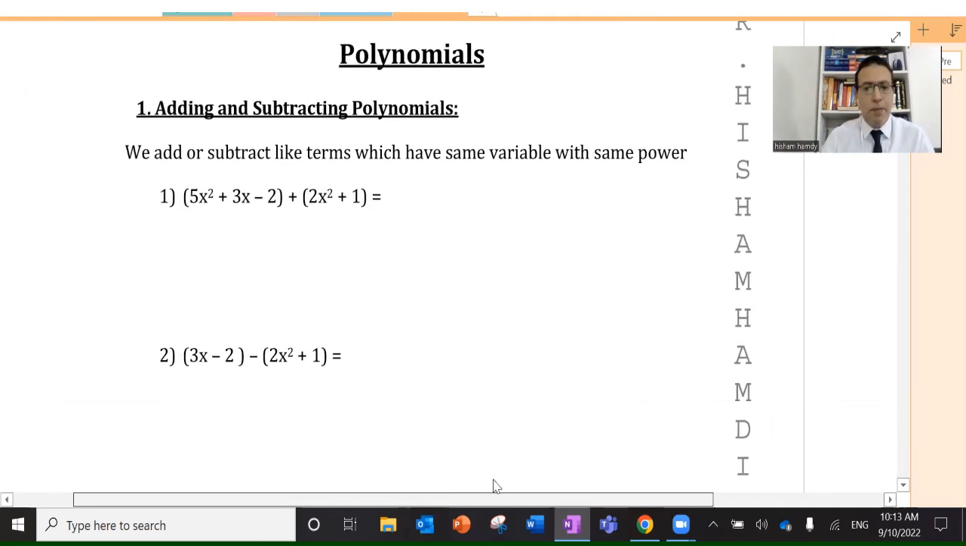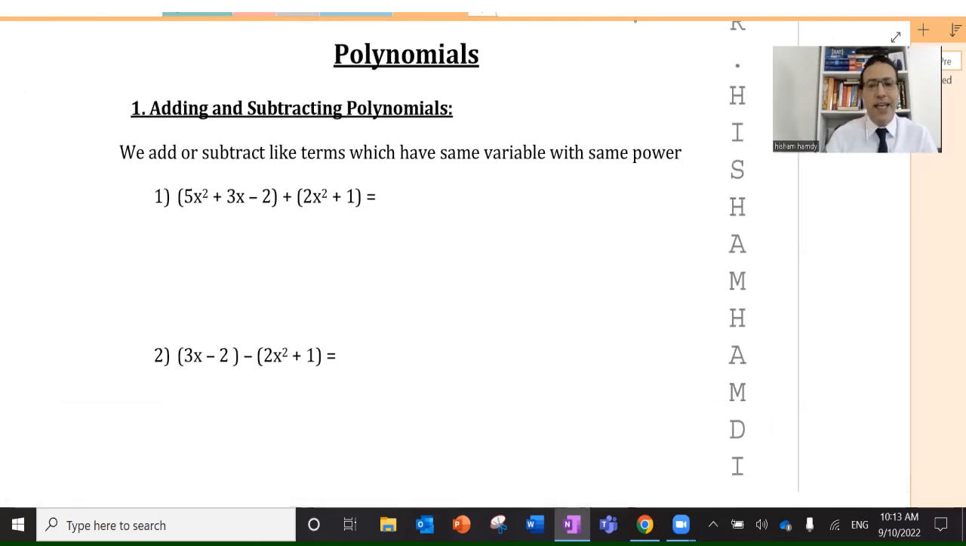What do I mean by polynomial? I mean by polynomial any expression that consists of variables and constants. For example, 2x plus 3 is called a polynomial. If it's 2x squared plus 3x, it's also called a polynomial. If it's 2x squared plus 3x plus 5, it's also called a polynomial. I cannot add the 2, 3 and 5 because they are not like terms.